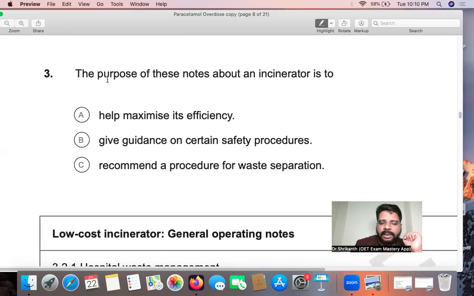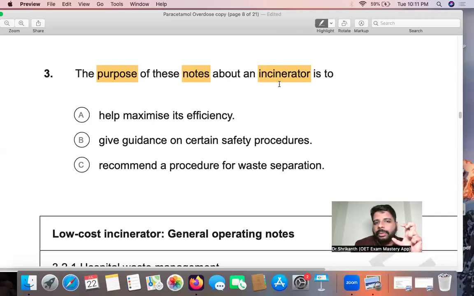The question is asking us, the purpose of these notes about an incinerator is to. Here, the purpose means the reason. Some notes have been written about an incinerator. So what is an incinerator? An incinerator is basically a machine that turns anything into ash. You put anything inside it, it burns at a very high temperature and reduces it to ash. That is what we call an incinerator. It is not simply burning it, it is reducing anything to ash. So that is what we call an incinerator machine.